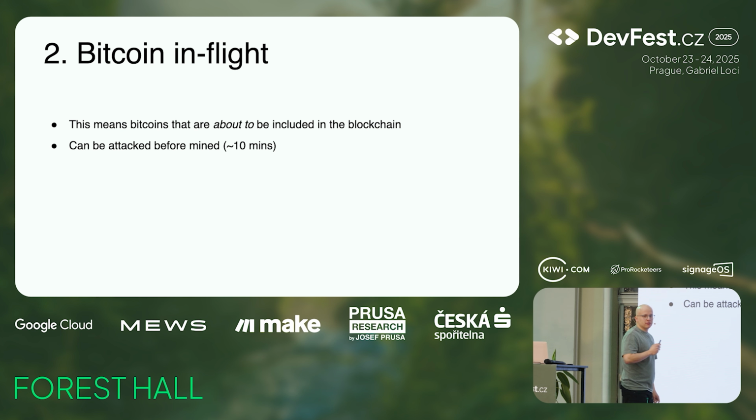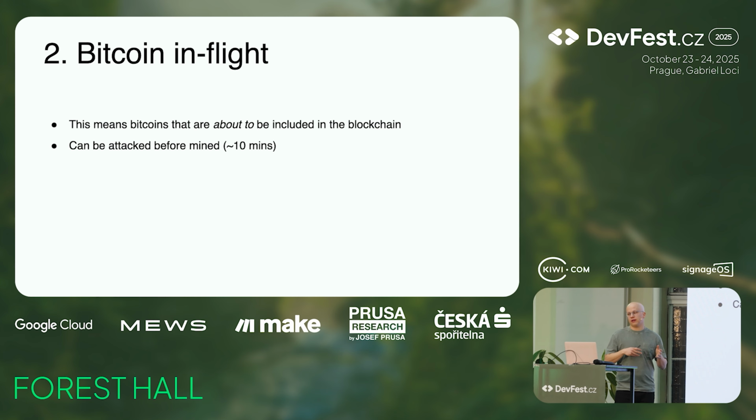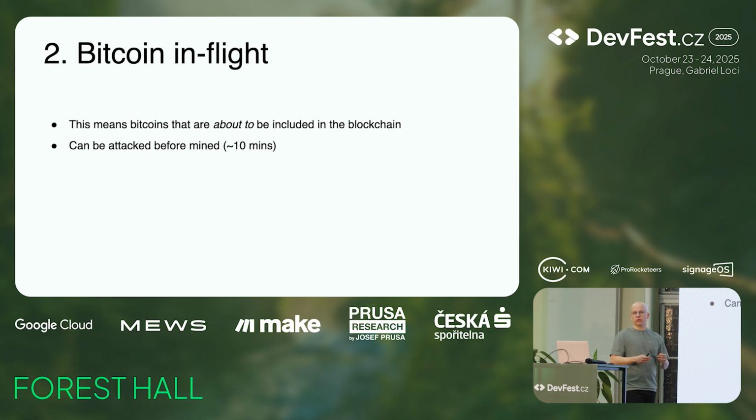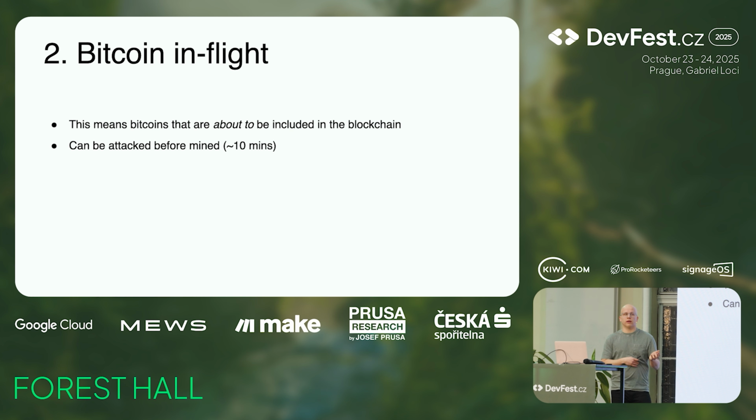And then there is the second problem, which I call Bitcoin in flight, which means those are transactions that are not already in the blockchain but are about to be mined, right? So if I put together a transaction now and send it to the network, the average or the median time for the transaction being mined is around 10 minutes in Bitcoin. So again, this is the time that I need to reveal the public key, meaning someone again can attack it.